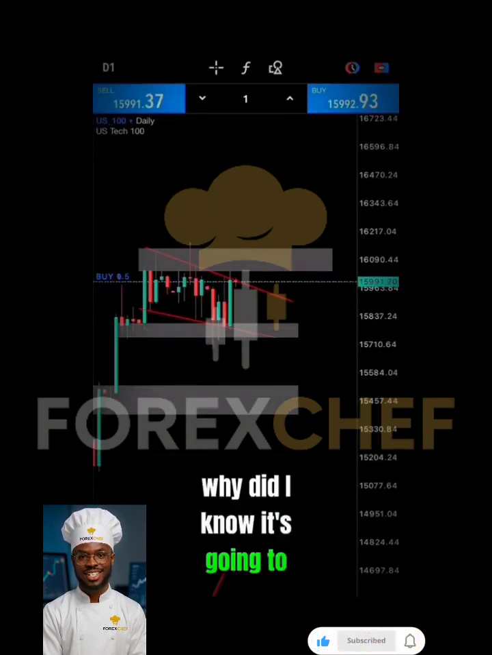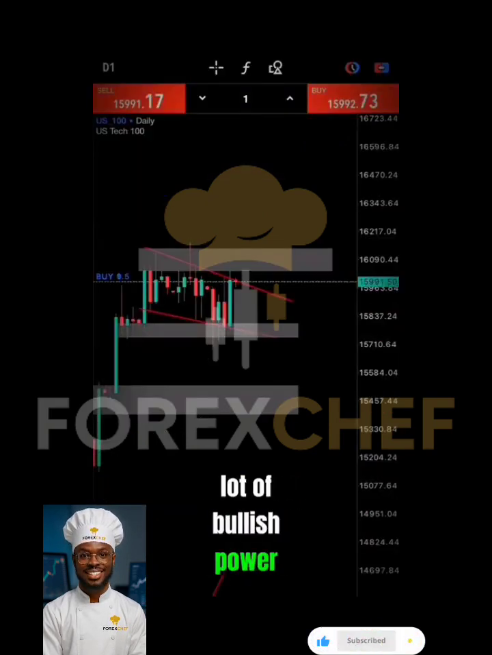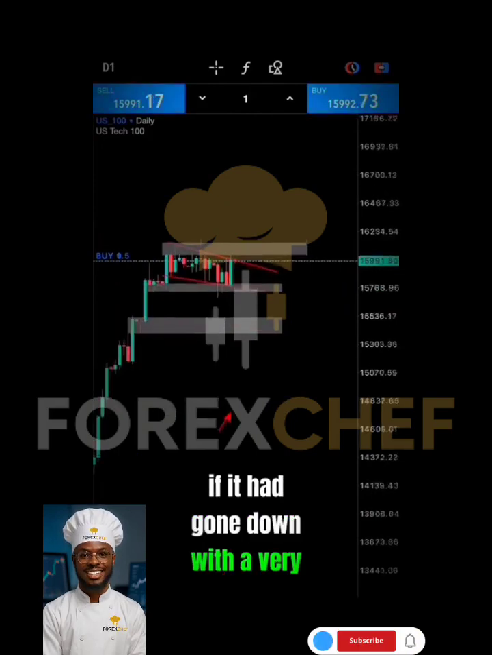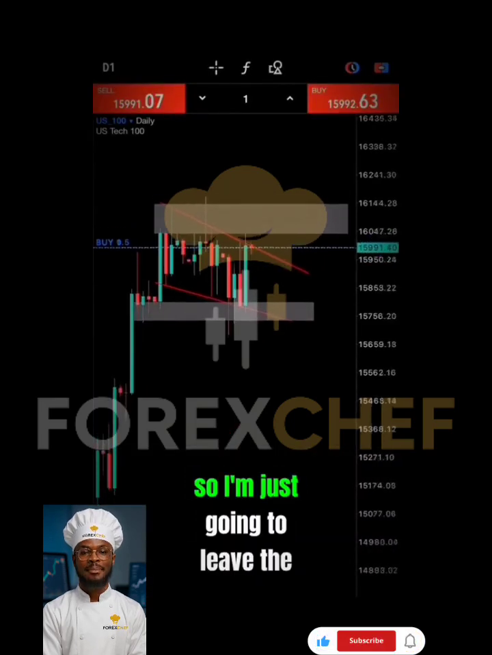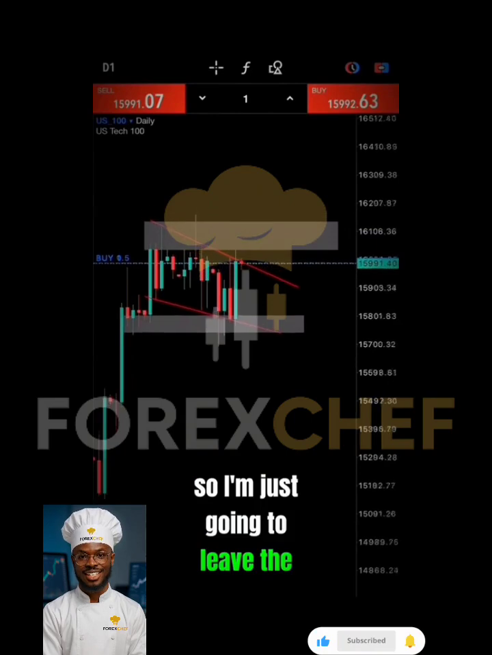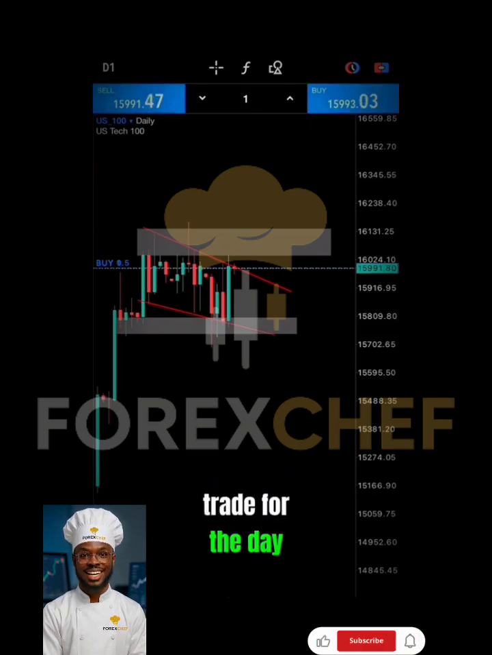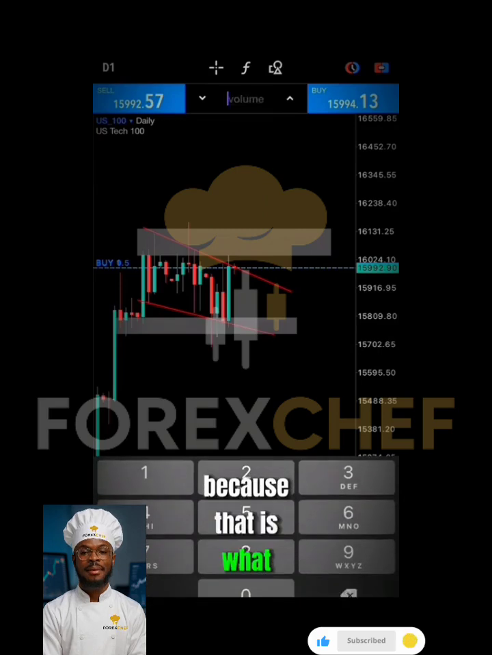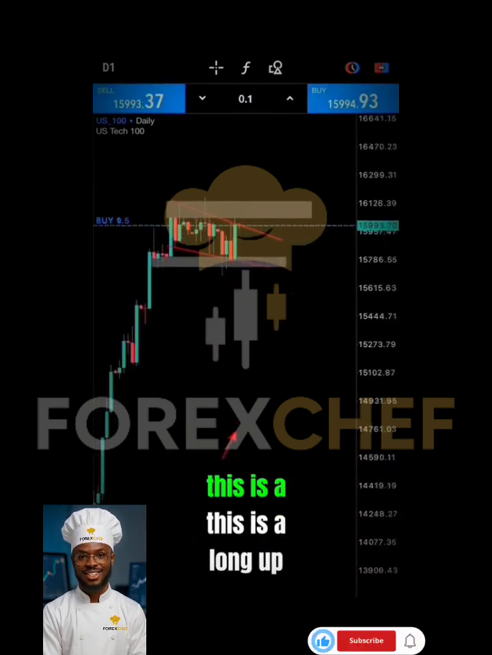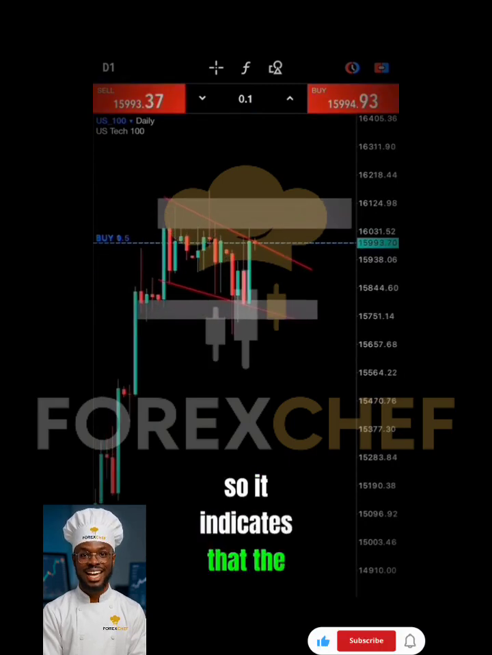Why did I know it's going to break? Because the previous candle is fully bullish and it indicates that there's a lot of bullish power. If it had gone down with a very big wick, then I would have known that the bearish power is still intact. So I'm just going to put the positions and leave them. This is the day one, but it doesn't mean I'll trade for the day. The candle will just go up for something like 4 or 6 hours, then I'll just close, because that is what scalping is. If you notice here, this is a long uptrend in the T1, so it indicates that the price is to go up.